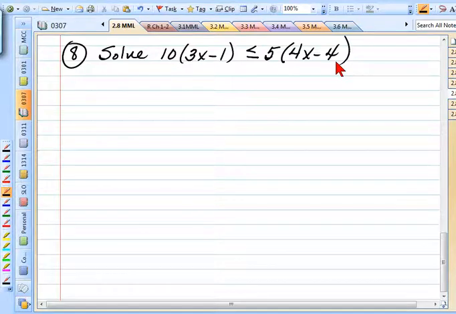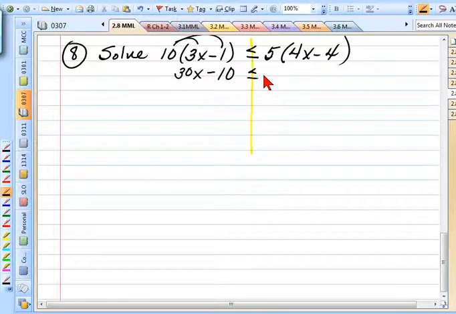All right, in order to solve this inequality, think about my barrier. What's my first step going to be? Distributive property on the left. 10 times 3x gives me 30x. 10 times negative 1 gives me negative 10. Keep your less than or equal to sign. 5 times 4x is 20x. And 5 times negative 4 is negative 20.